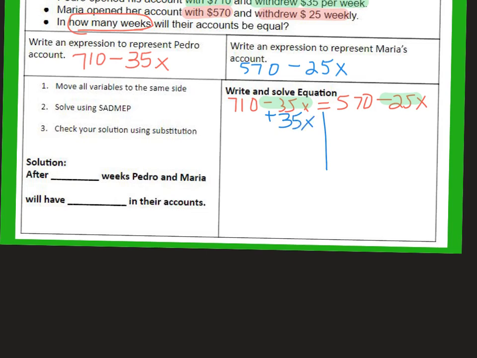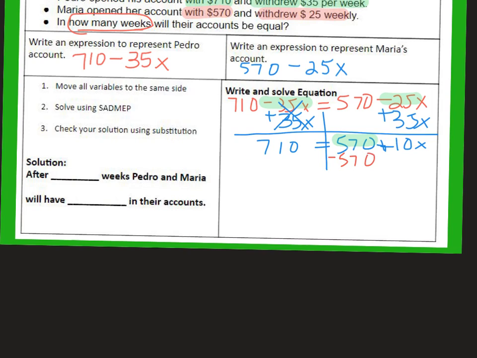And what I do to one side, I do to the other. So when you go in your calculator and type negative 25 plus 35, you're going to get plus 10x. I now have my variable on that side. My job is using my inverse operation to make sure that I get all my numbers on the other side. So that's positive 570. I'm going to make it negative 570. What I do to one side, I have to do to the other, keeping my balance.